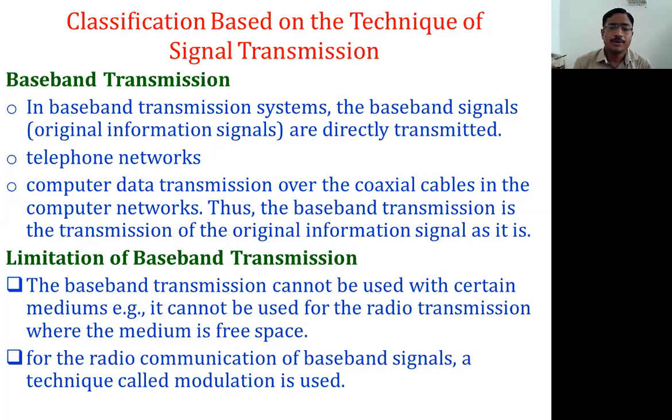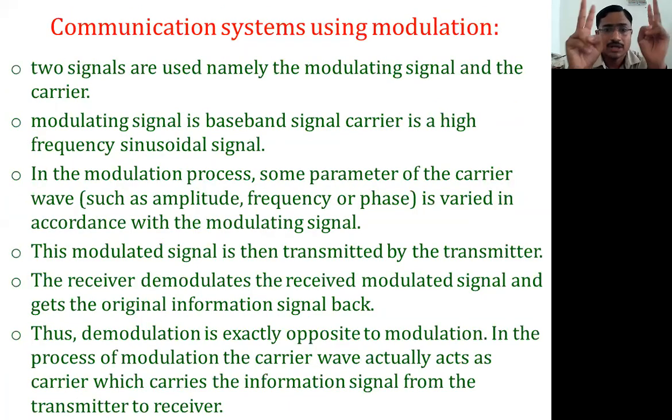For radio communication of the baseband signals, we use another technique called modulation. Modulation is the process in which the original information signal is superimposed on the carrier signal. We have the example of the travels and a person. There are two types of signals in modulation. One is the baseband signal, the other is the carrier signal. Like you sit in the travels, you are the baseband signal, and the travels is the carrier signal. The modulating signal is the baseband signal, and the carrier is a very high frequency signal. In the modulation process, we vary one parameter, either amplitude, frequency, or phase, by keeping the remaining two parameters constant. That process is called modulation.